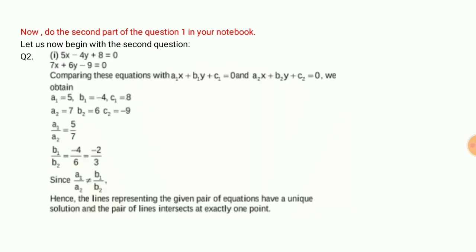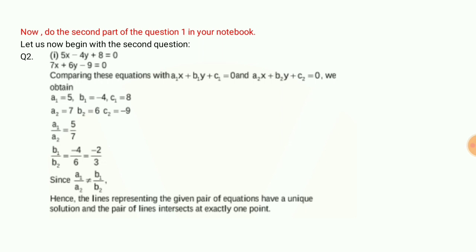The second question states that you will compare a1 upon a2, b1 upon b2 and c1 upon c2 and find out whether lines representing the following pairs of linear equations intersect at a point, are parallel or are coincident. Side by side, you can also think of how many solutions the lines will have. So the first part has been done for you.